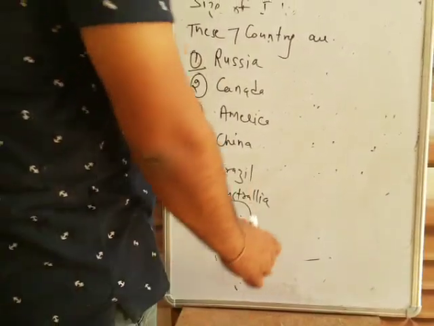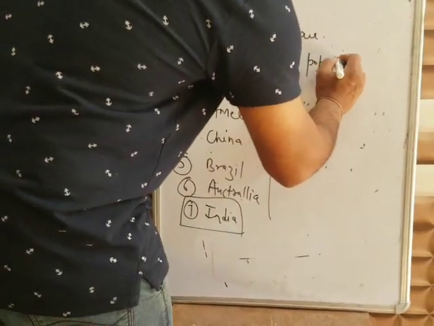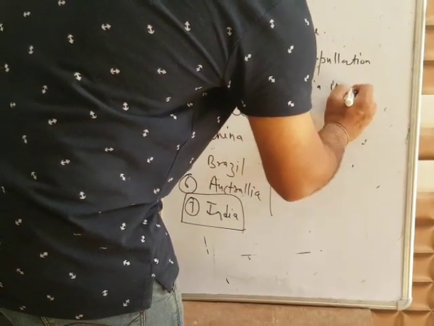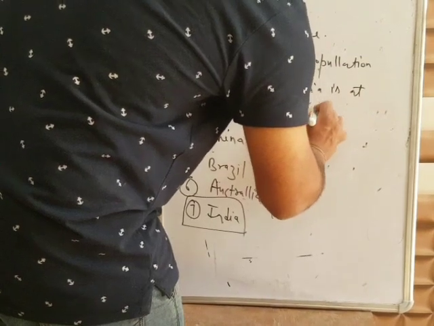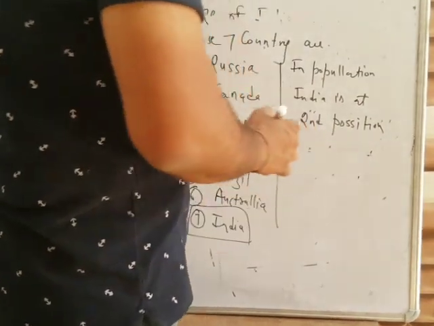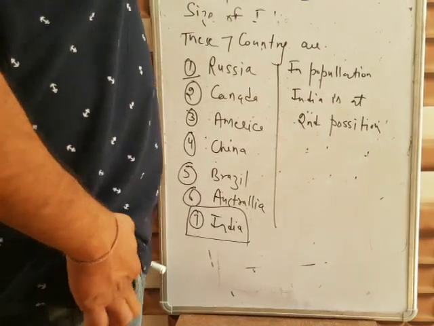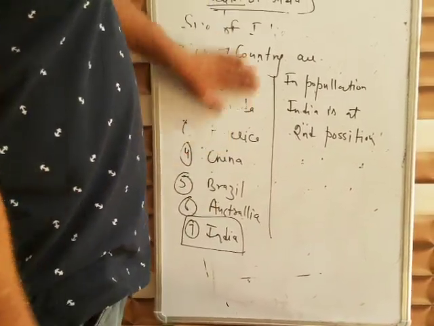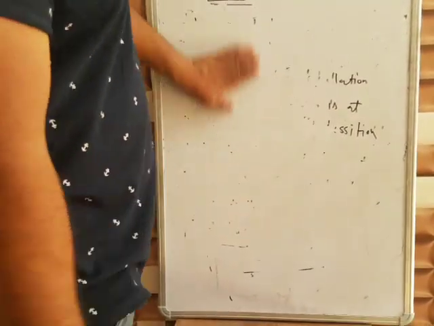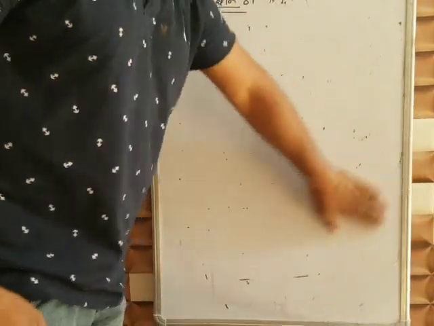India is the seventh largest country, and in population, India is at second position. You remember all these things and learn all these things. Very important for you.